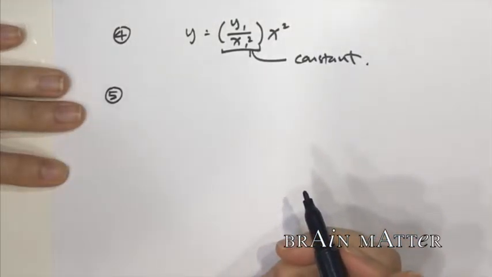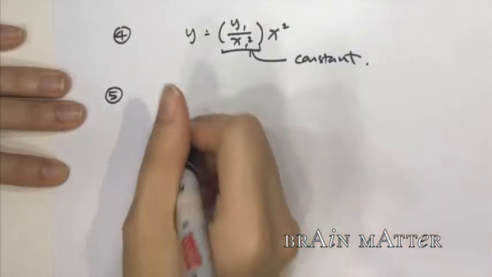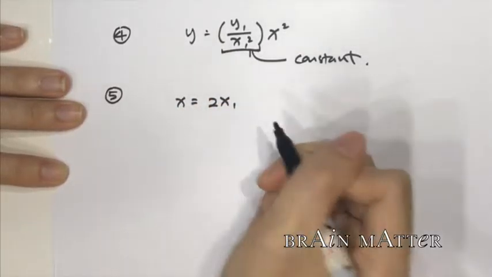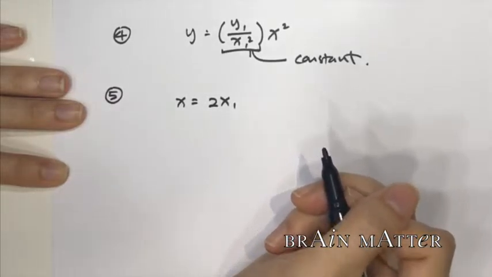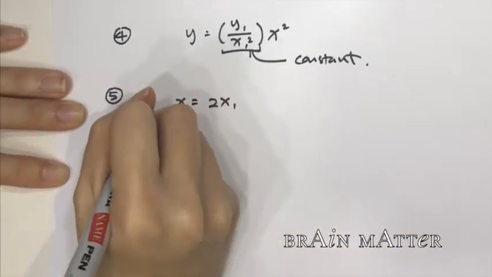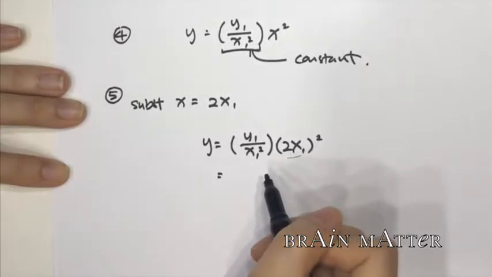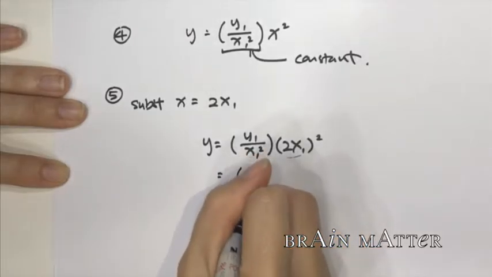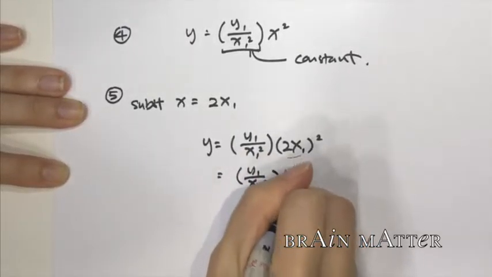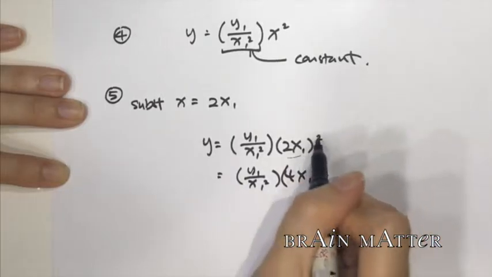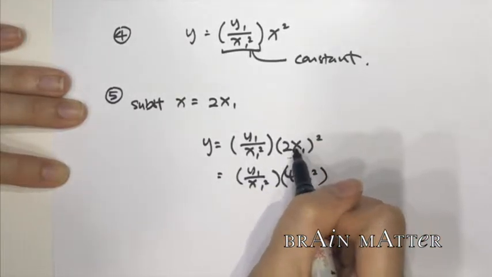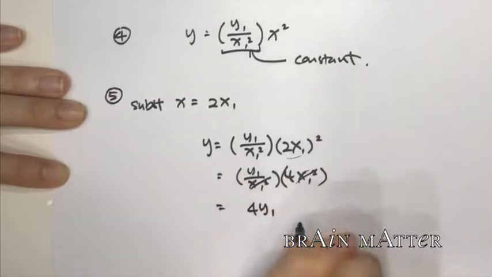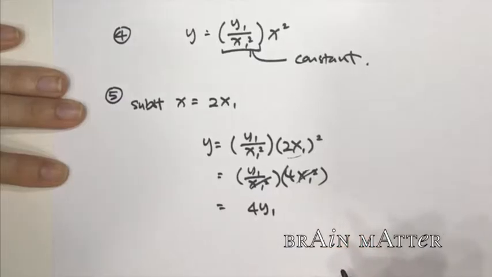After this, we sub in the new value of x. X is increased by 100%, which means that x becomes 2x1, twice the original x value. This involves a little bit of algebra, and you have to remember to bracket the 2x1. Then this becomes 4x1 squared because the square is shared between the 2 and x1. After that, you can cancel the common terms and you get 4y1. This is the new value of y.